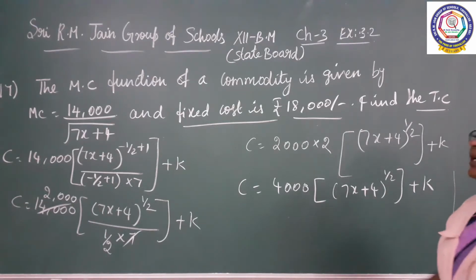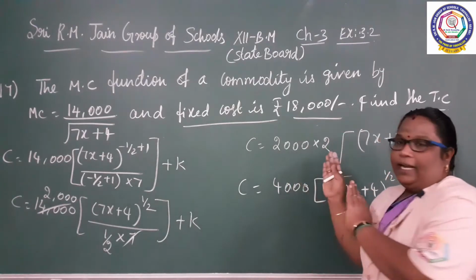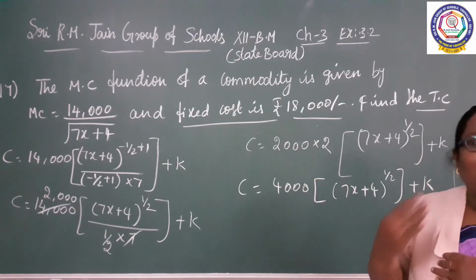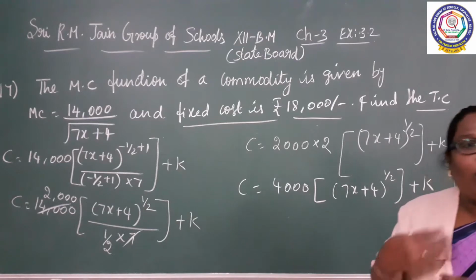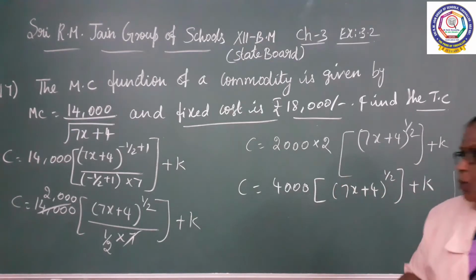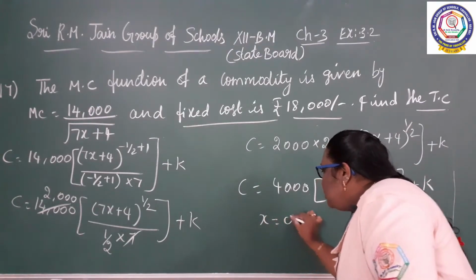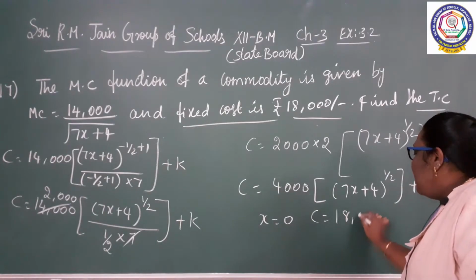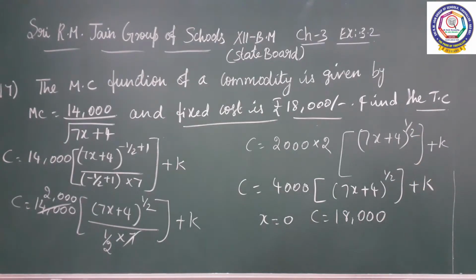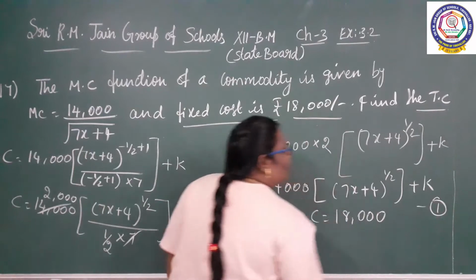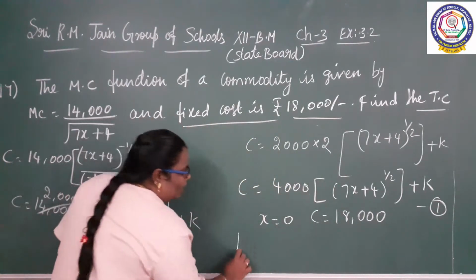See here, in this sum fixed cost is given as 18,000. You don't think of k as equal to 18,000. Previously we have assumed k as 18,000, but here there is no output. If there is no output, x equal to 0, obviously the cost value is 18,000. So you can substitute in this equation, equation 1.